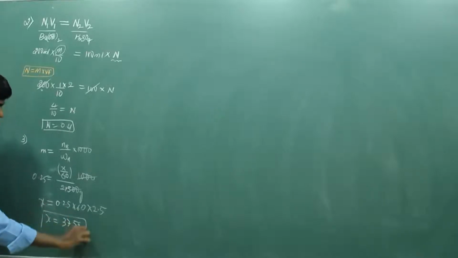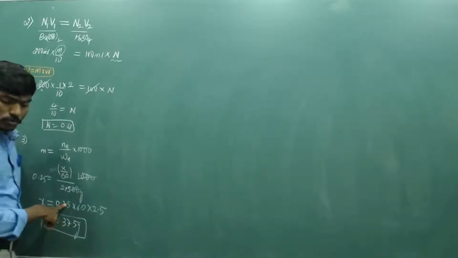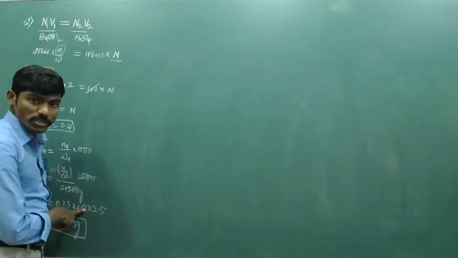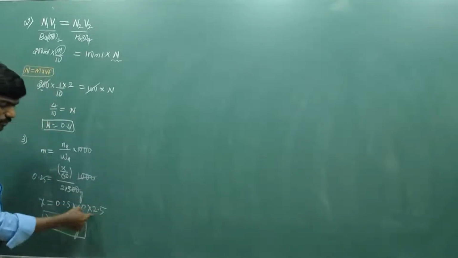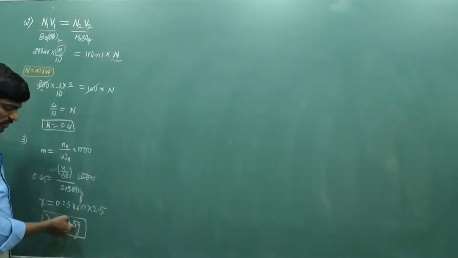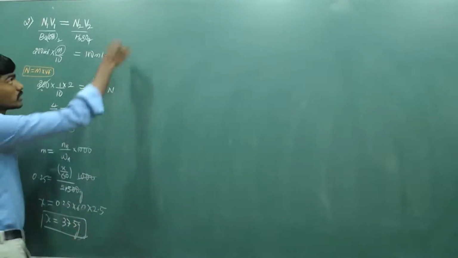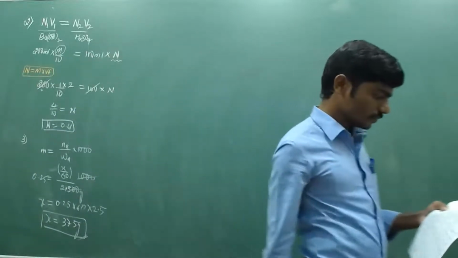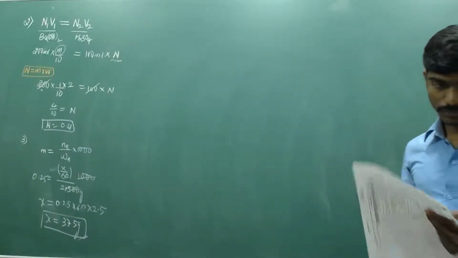Cross check, verify the answer. 0.25 is nothing but 1 by 4. 1 by 4 into 60, that is 15. 15 to 30, 15.5, 7.5. This is the next question.